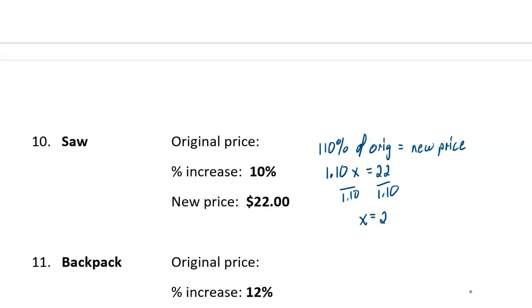And this is 20. The letter X was representing a price, so we want our answer to be in the format for money, $20.